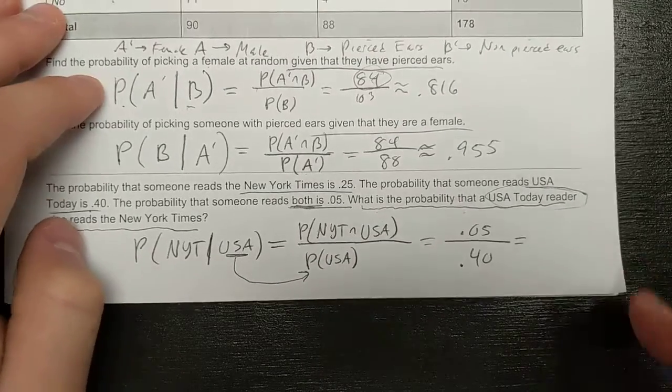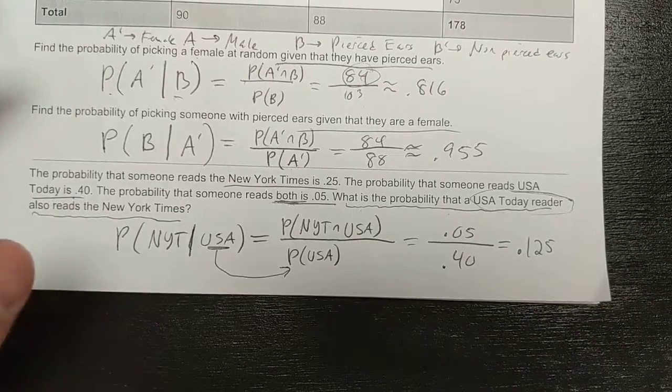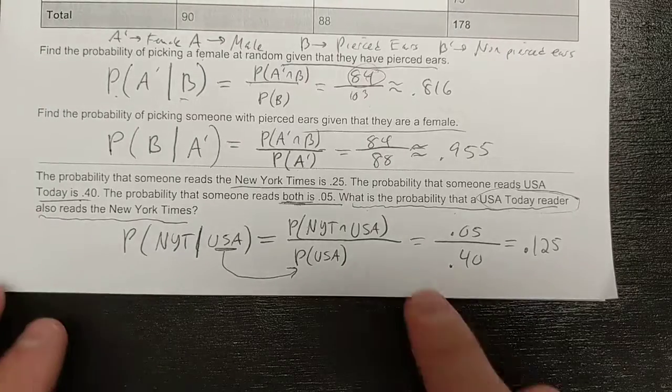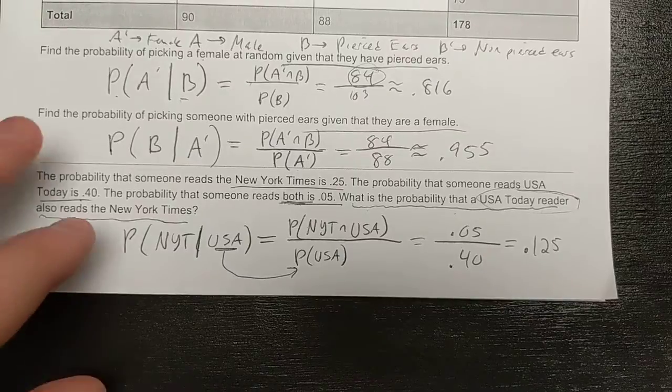So when you calculate that, you get exactly 0.125 or 1/8 or 12.5%. So be careful when you read statements to make sure whether it is a conditional probability or an intersection they're referring to.